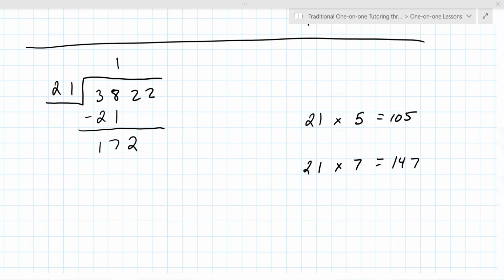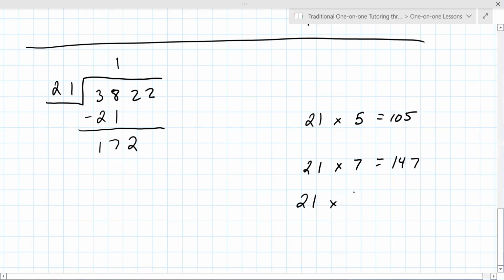Okay, you can go in 9 times. So what is 21 times 8? 21 times 8. All right. So you're saying it goes in perfectly 9 times? Well, no, I'm not saying that. That was a guess.